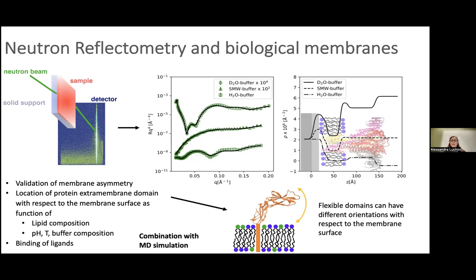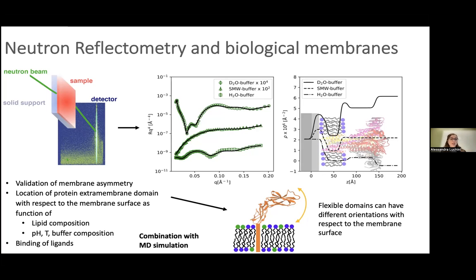So this was our very good proof of concept for this sample preparation method. But what I actually wanted to highlight with this slide is the fact that the investigation of membrane proteins with neutron reflectometry is actually quite relevant because not all membrane proteins are rigid. Most of them contain flexible domains. This was the case for tissue factor, for example, where this protein domain could freely move at the membrane surface.